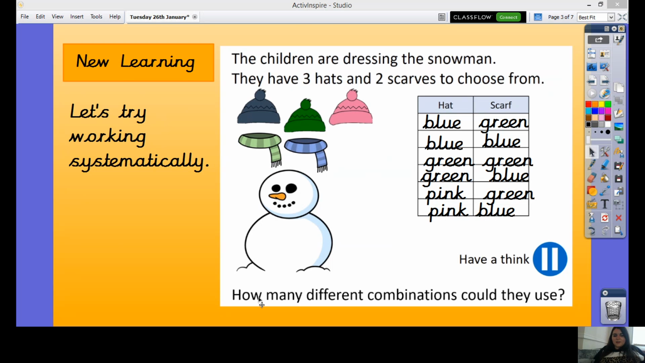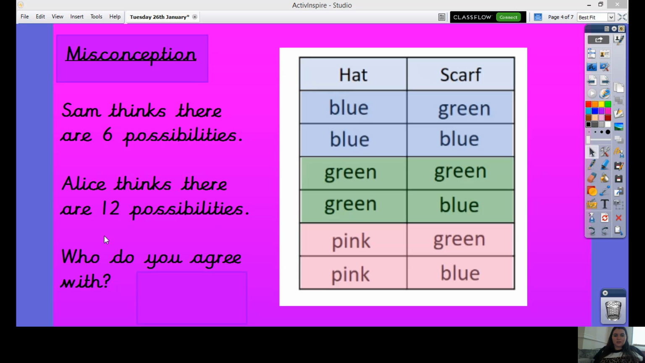But let's look at how to answer this question when it says how many different combinations could they use. So I know which ones could go together, but in answer to that question, how many different combinations are there? Well, here they all are. These are the ones I've just written out. You can see I've put them into blue with green and blue, green with green and blue, pink with green and blue. Now, Sam thinks that there are 6 possibilities, but Alice thinks that there are 12 possibilities. Pause the video. Who do you agree with?